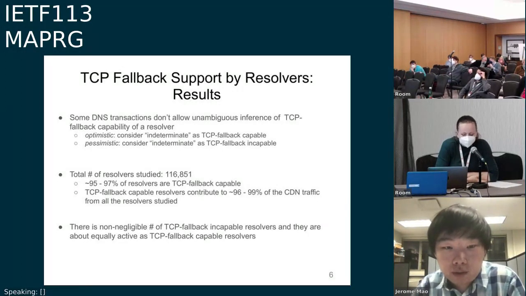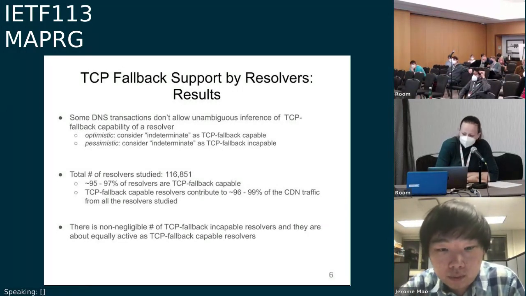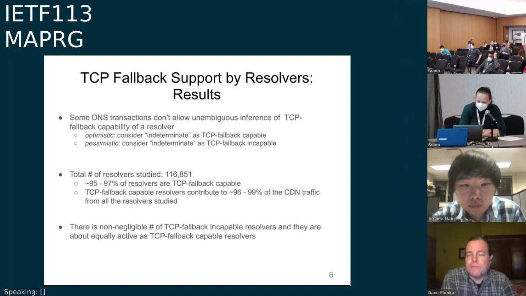I think we have to take the second part of the question to the list. We are kind of at time. It sounds like an interesting question about blocking of DNS over TCP, which might need further study.